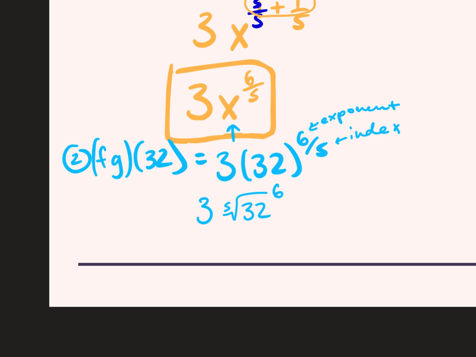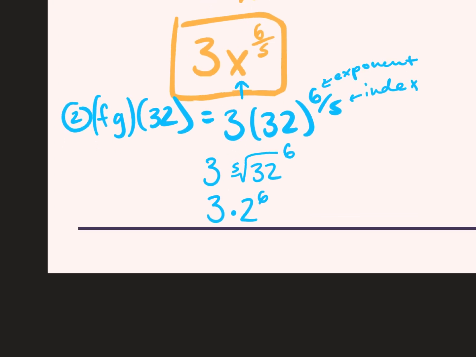What is the 5th root of 32? 2. Perfect. So this is 3 times 2 to the 6th power. What's 2 to the 6th power? That would be 64. And what is 3 times 64? 192. So that's our answer to question number 2.